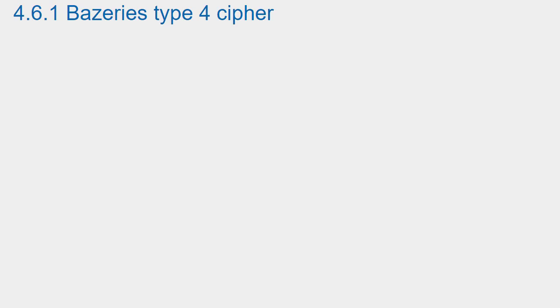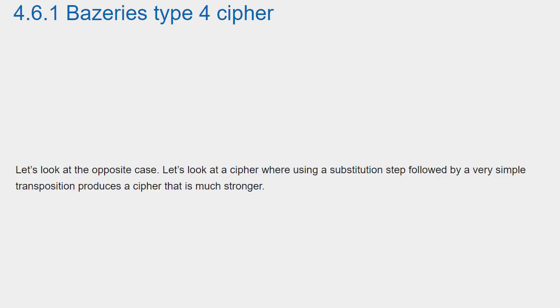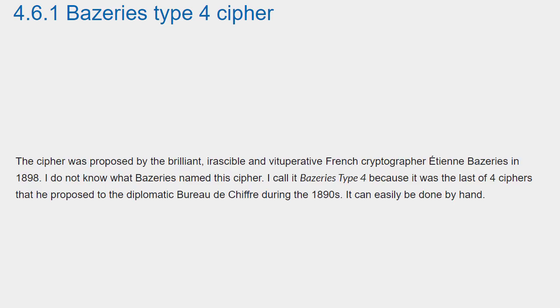Section 4.6.1 Bazary Type 4 Cipher. Let's look at the opposite case. Let's look at a cipher where using a substitution step followed by a very simple transposition produces a cipher that is much stronger. The cipher was proposed by the brilliant, irascible and vituperative French cryptographer Etienne Bazary in 1898.